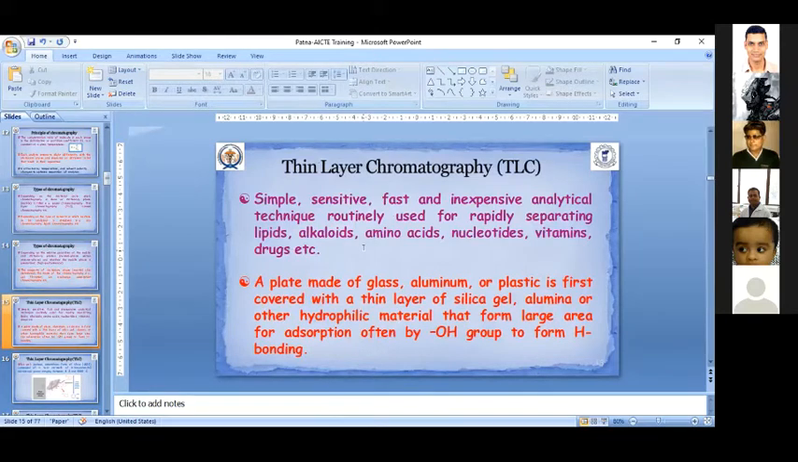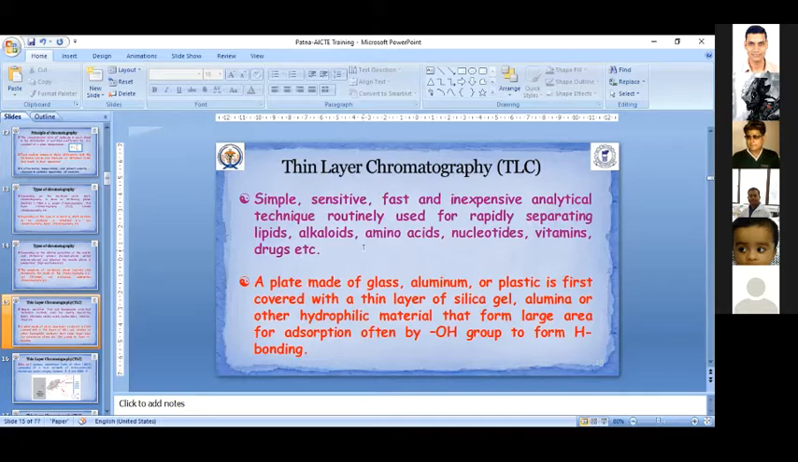Thin layer chromatography is a simple, sensitive, fast, and inexpensive analytical technique which is routinely used to separate lipids, alkaloids, amino acids, nucleotides, vitamins, drugs, etc. In this type of chromatography, a plate of glass, aluminum, or plastic is used, which is covered with a hydrophilic compound, that is silica gel, alumina, or any other hydrophilic material. Then it is activated in the oven at 80 degrees Celsius.